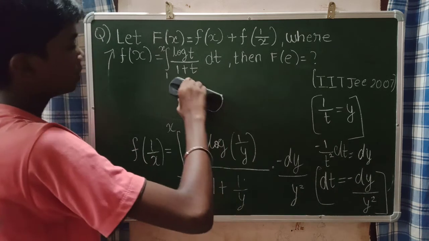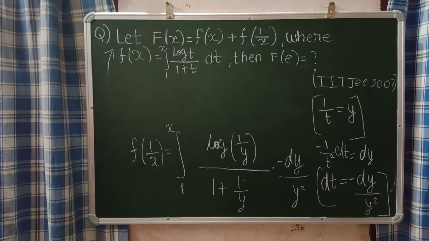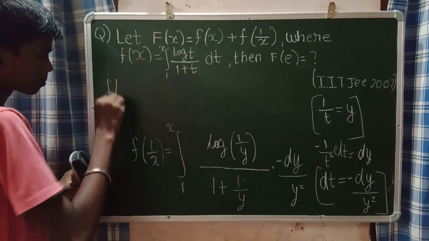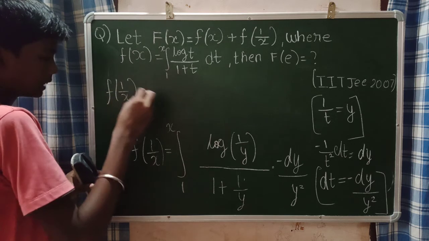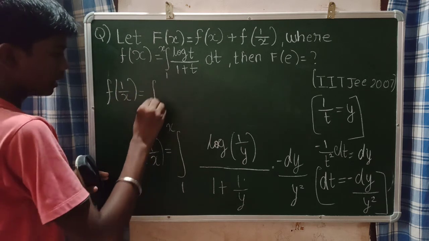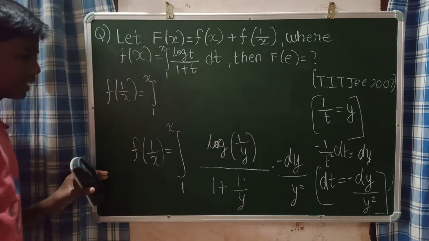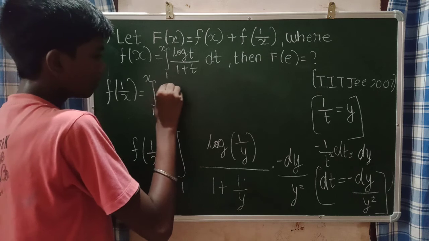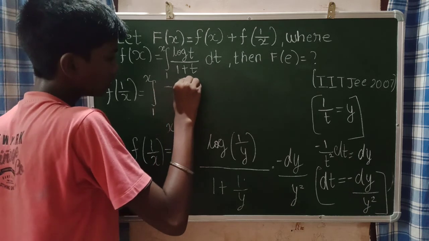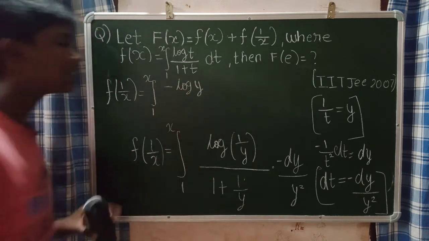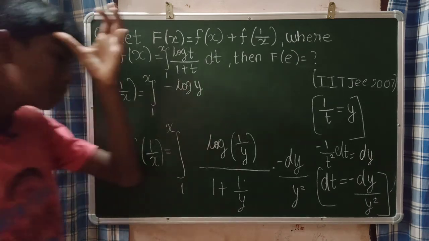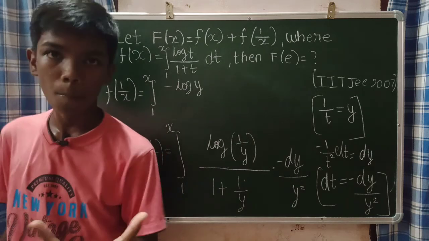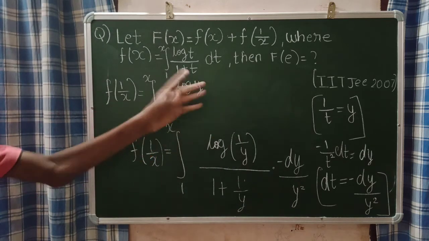Now what I'm going to do is, guys, I can write the same integral f of 1 by x as the integral from 1 to x of log of 1 by y. Log of 1 by y is nothing but minus of log y, correct now? Because guys, log of 1 by something is nothing but negative of log of something. That's one of the logarithm properties.